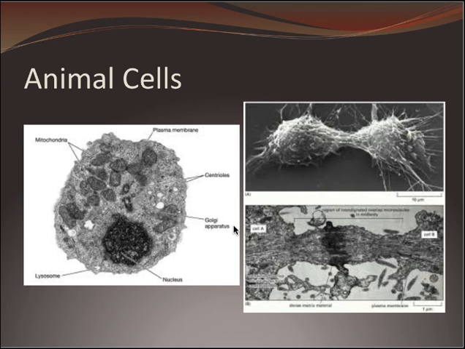Here you can see a couple of different microscopic views of animal cells. This is a scanning electron microscopy image of animal cells going through the process of mitosis. Here you find two images, both transmission electron micrographs, that demonstrate the same process of mitosis, and here just a cross-section demonstrating all the various organelles.